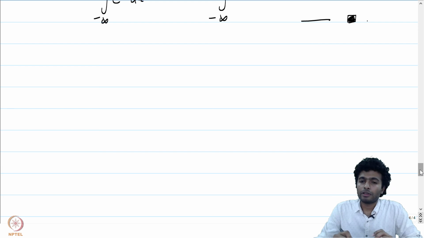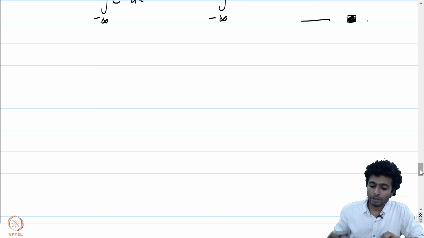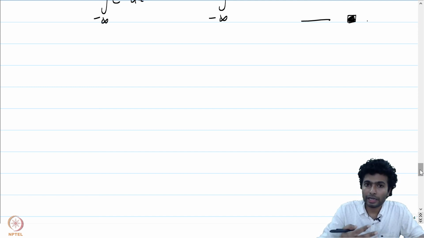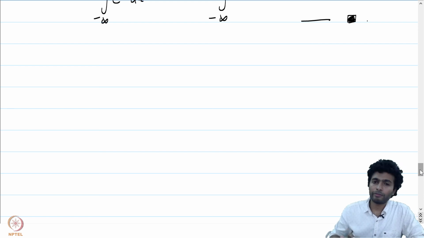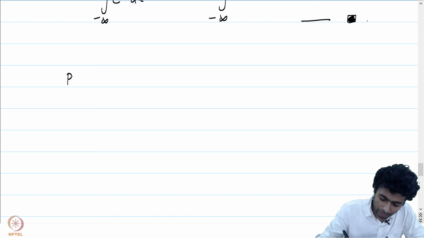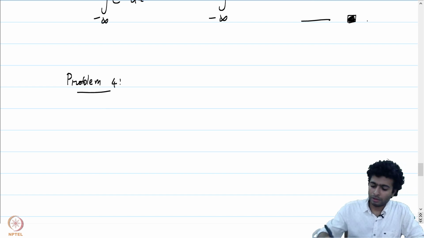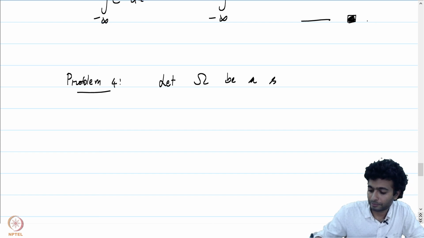In the next problem, we will address the question of existence of an inverse to the exponential function. Classically, this is what is called the logarithm in real analysis, but we have not defined an analog of the logarithm for complex numbers. So, in this problem, we will be addressing one such question. Let me write it down for you. Let omega be a simply connected domain.